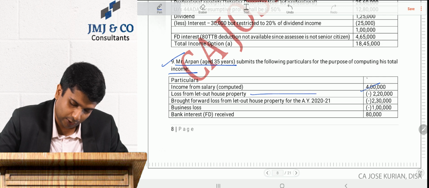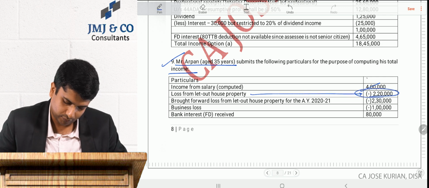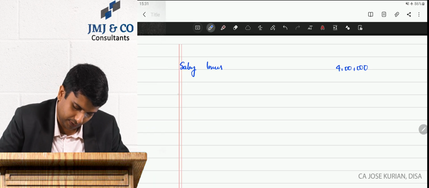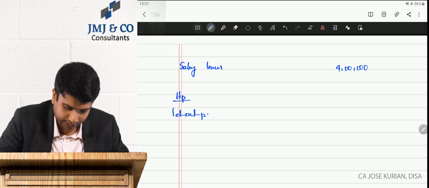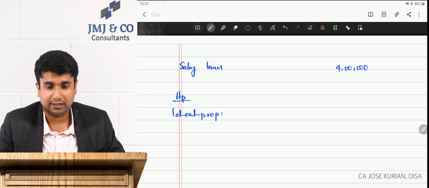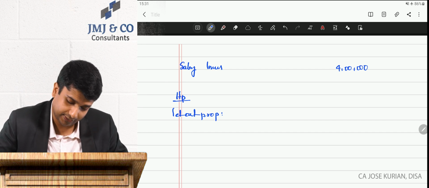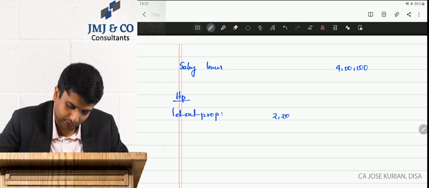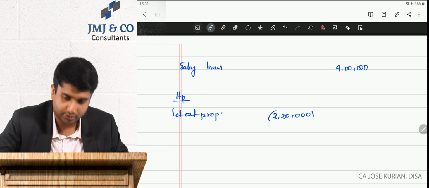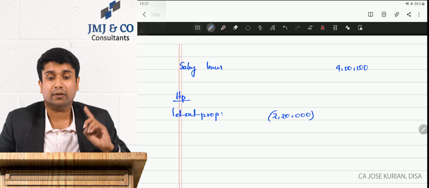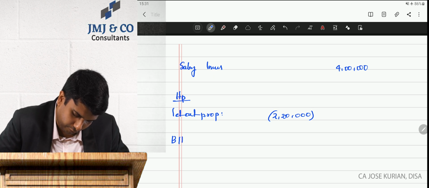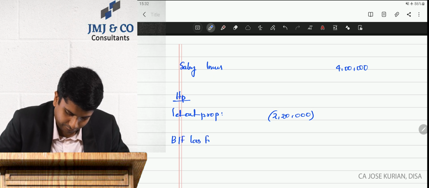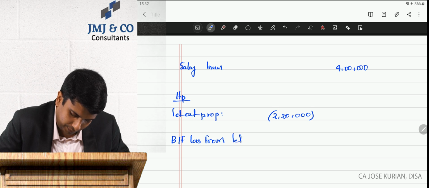Then loss from let out property 2 lakh. All right. So there is a loss from house property head. There is a let out property loss. And what is that loss coming, friends? Loss from let out property, it is 2,20,000. That is the loss. And there is a brought forward loss from let out property for the assessment year 2021 also. So there is a brought forward loss from let out property.